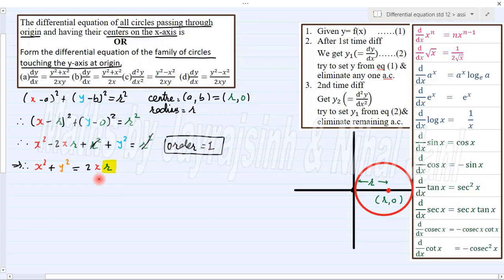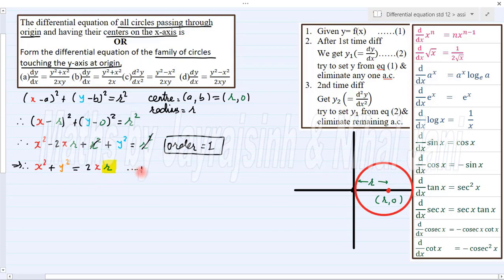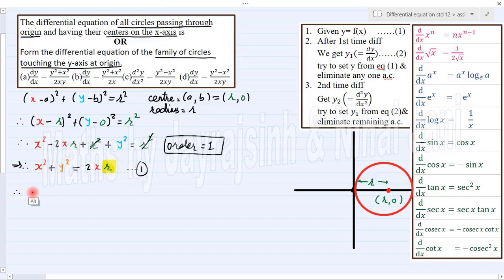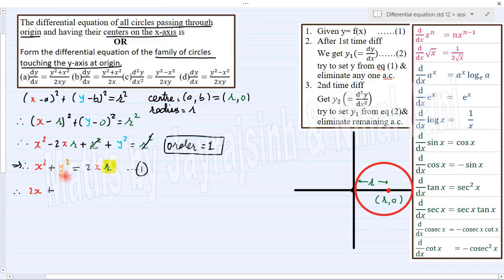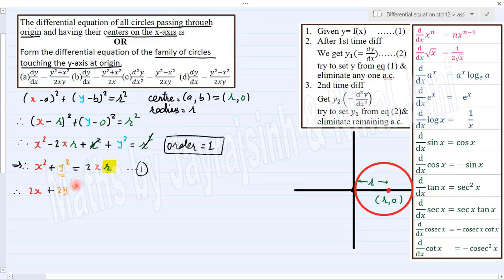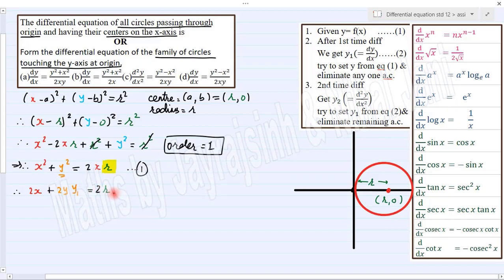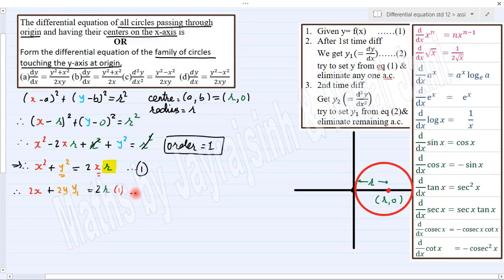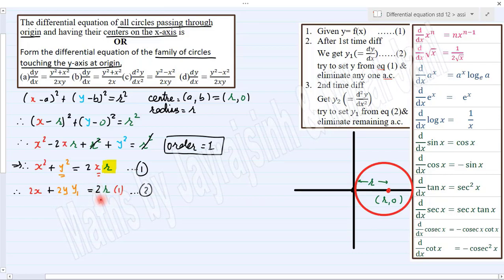So we are allowed to differentiate only one time. Let's say this is your equation number 1 and let's differentiate our equation with respect to x. So differentiation of x square will be 2x plus differentiation of y square will be 2y into differentiation of y, or we can say y1, is equal to, on right hand side, 2 and r are constants. We just have to differentiate our x, which will be 1. So we get our second equation. Now we just have to eliminate this arbitrary constant r, and for that we will use our first equation.